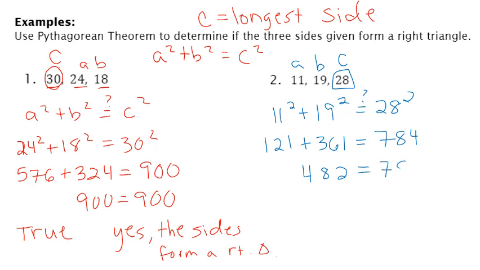Compared to 784, they're not equal. This is not going to be a right triangle. If you want to get specific, it ends up being an obtuse triangle. Since we got a false statement, the answer would be no, the sides do not form a right triangle.